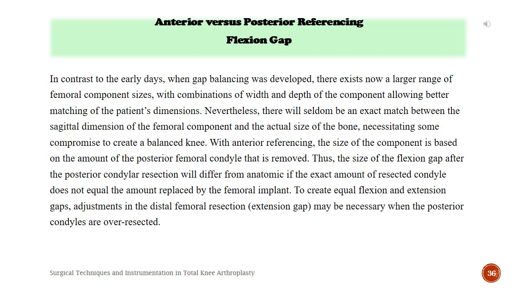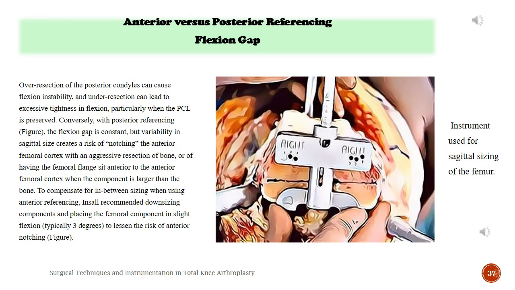With anterior referencing, the size of the component is based on the amount of the posterior femoral condyle that is removed. Thus, the size of the flexion gap after the posterior condylar resection will differ from anatomic if the exact amount of resected condyle does not equal the amount replaced by the femoral implant. To create equal flexion and extension gaps, adjustments in the distal femoral resection, extension gap, may be necessary when the posterior condyles are over-resected. Anterior versus posterior referencing, flexion gap.